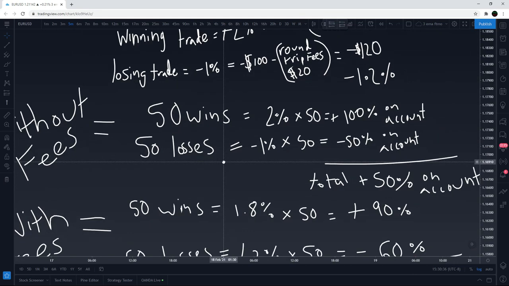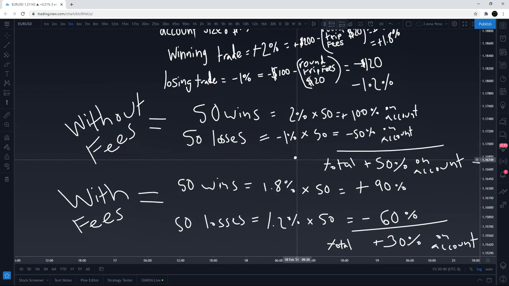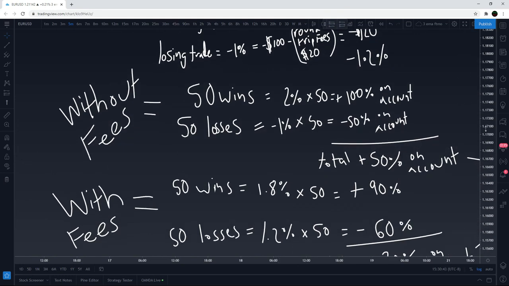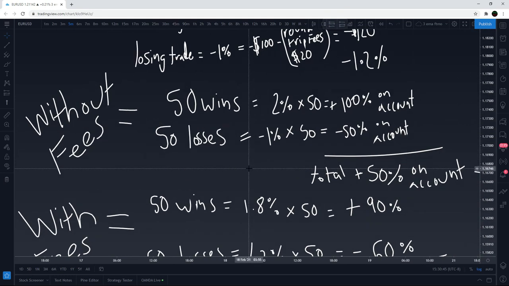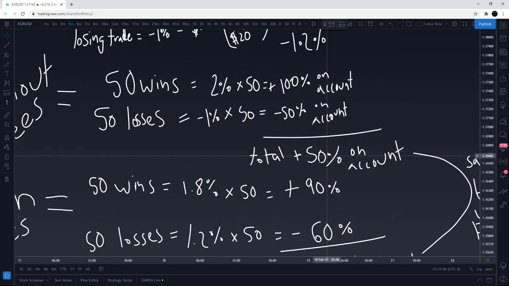Now let's do the calculations to show how significantly this impacts the account gain over a series of 100 trades. So let's say that you have a 50% win rate with a 1-to-2 risk reward ratio, 50 wins, 50 losses, and you just do it without including fees in the calculation. 2% times 50 is plus 100% on your account, 50 losses times negative 1% is minus 50% on your account. So you gain 50% on your account, right? In theory.